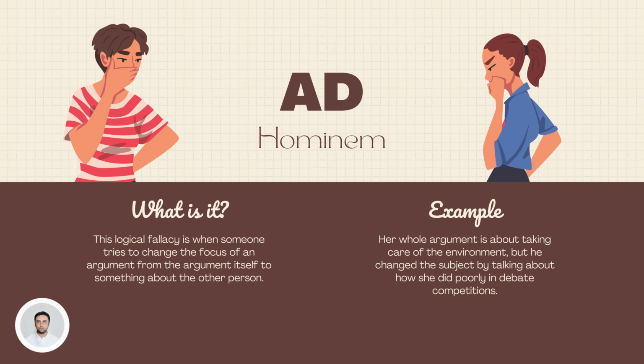The next one is ad hominem. Ad hominem is a logical fallacy which occurs when a person tries to change the focus of an argument from the argument itself to something about the other person. So instead of attacking the argument or how strong and valid the argument is, the person tries to play the person, the speaker, and not focus on the argument. There's this example. Someone's whole argument is about taking care of the environment, but he changed the subject by talking about how she did poorly in debate competitions. And there's a logical fallacy in that statement.